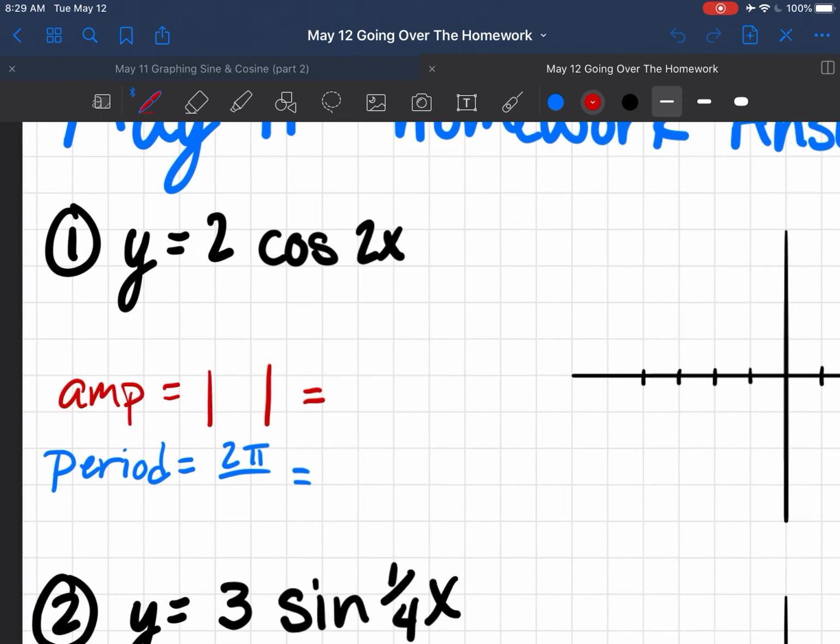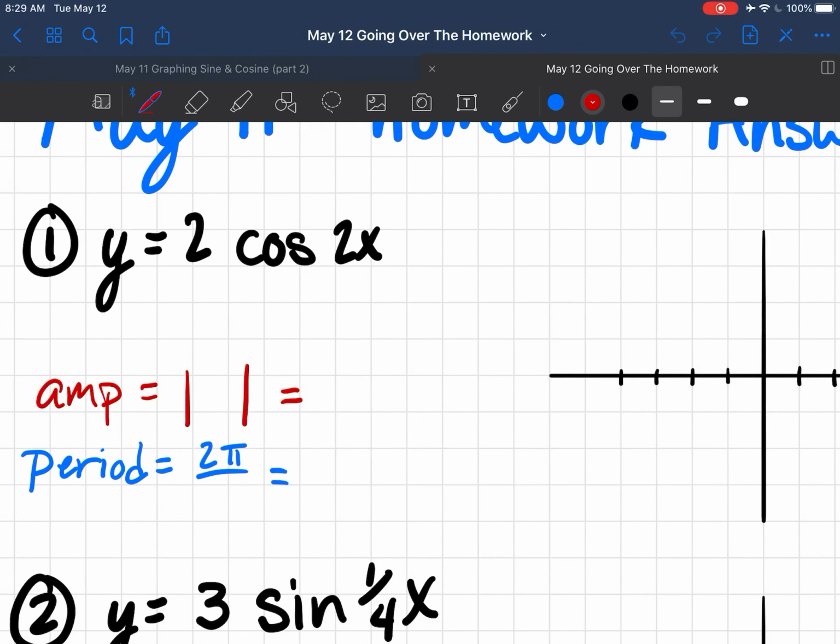So here's the first one, number 1. I have 2 cosine 2x. So a is going to be the 2 that's in front, and b is the number in front of x. For the amplitude, it's the absolute value of a, so in this case, the absolute value of 2, which is just 2, so that's done. Then for the period, it's 2 pi divided by whatever number b is. In this case, b is also 2, so I'm going to put a 2 here. Then I just need to simplify that answer. 2 pi over 2 would simplify to just 1 pi. So I'm just going to write 1 pi there.